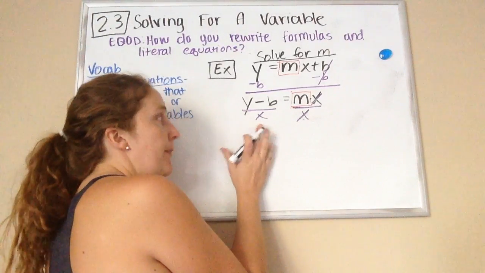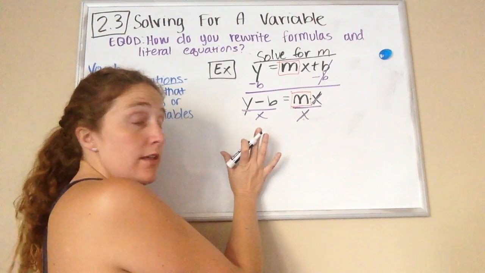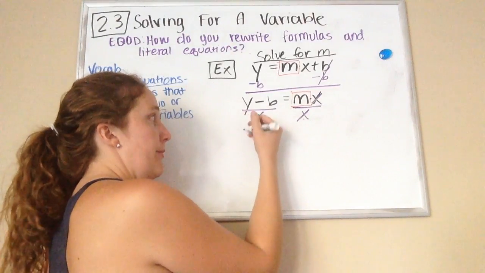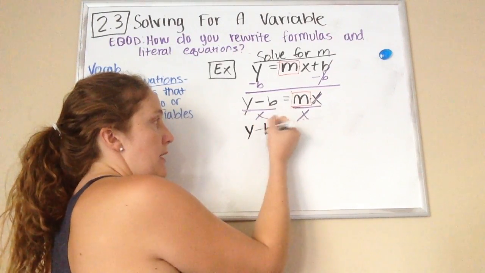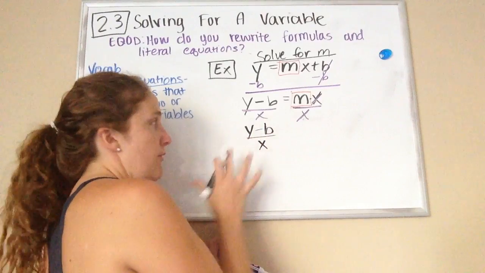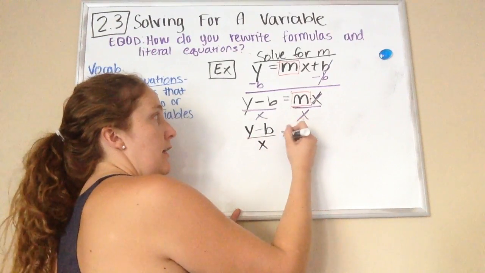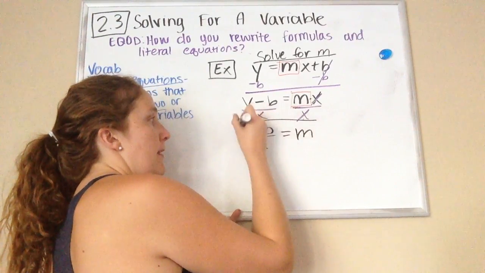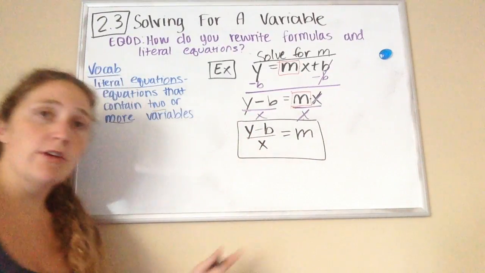What do I do here? It's okay. Just leave it. You don't need to simplify it. It can't be simplified. Y minus b divided by x. Just leave it just like that. You can't simplify it. Is equal to m. Your m by itself, so there's your answer.